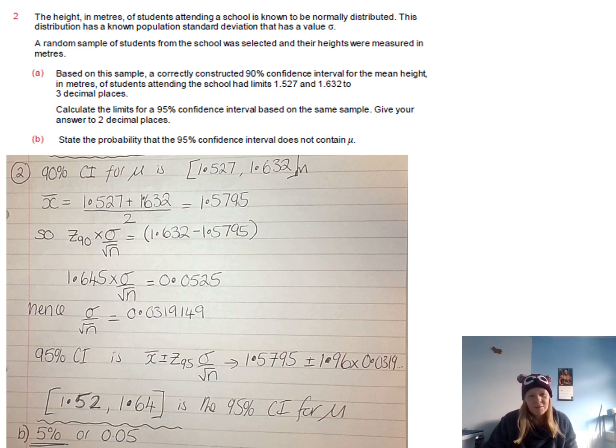The confidence interval was 1.5 to 1.6. To find the x bar here, you had to add the two limits up and divide them by 2. That gives you what x bar is in the middle. So then the 90% confidence interval was z90 times sigma over root n, which gives that, and so on.